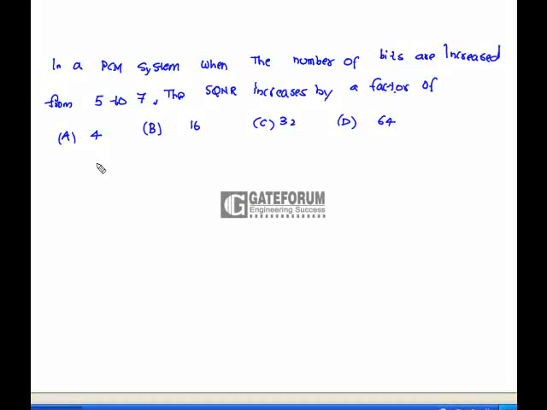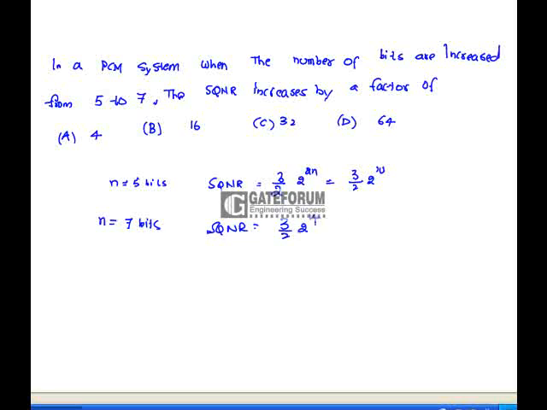In a PCM system, the number of bits is increased from 5 to 7. The SQNR increases by a factor of what? Whenever n equals 5 bits, SQNR is nothing but 3 by 2 into 2 power 2n, which is 3 by 2 into 2 power 10. Similarly, whenever n equals 7 bits, SQNR is equal to 3 by 2 into 2 power 14.